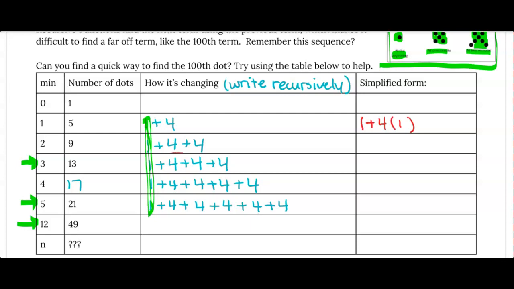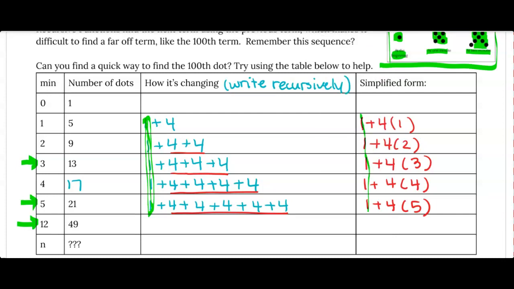I added 4 twice here, so I'm going to have 1 plus 4 times 2. And then here I added it 3 times, so I'm going to do 1 plus 4 times 3. Here I added it 4 times, so I'm going to do 1 plus 4 times 4. And here I did it 5 times, so I'm going to do 1 plus 4 times 5. So now I'm seeing a couple of constants in here. I'm seeing the 1 that I've added each time. And then I'm also seeing the 4.